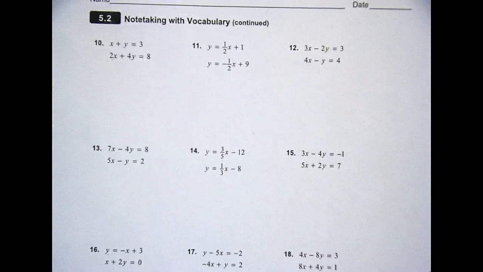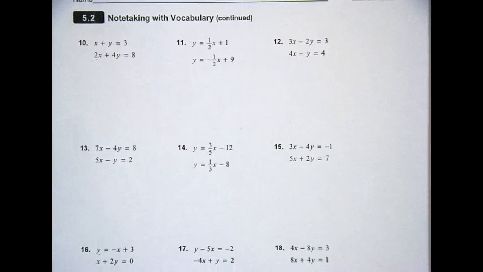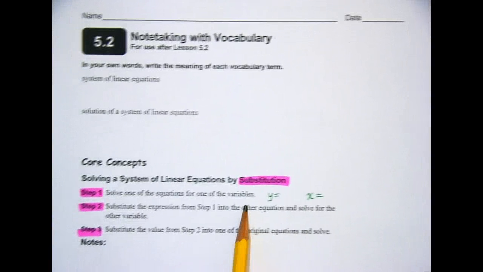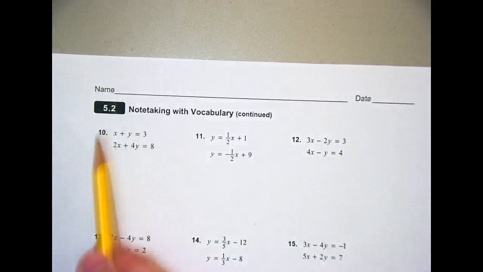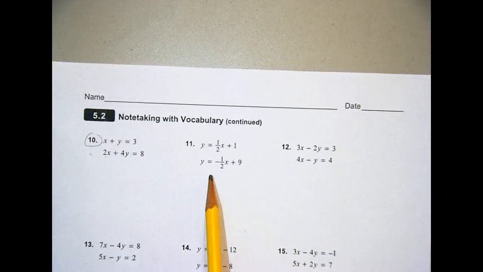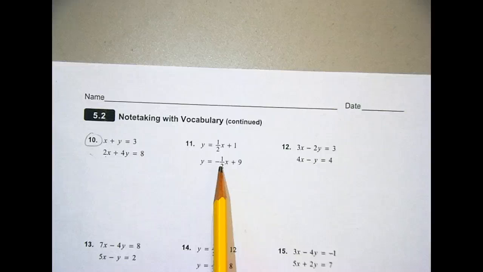Okay, 10, 11, 12. So now going through this page, just like we did on the first page, remember our steps. The first step is to solve one of the equations for one of the variables, so either get a y equals or x equals. On number 10, is there a y equals or x equals in it? No. How about 11? Yeah, we're good here, right? In fact, they both have y equals, so you could just set this part equal to this part.